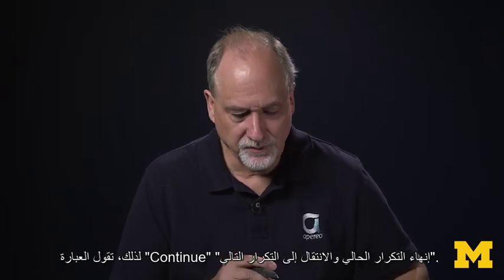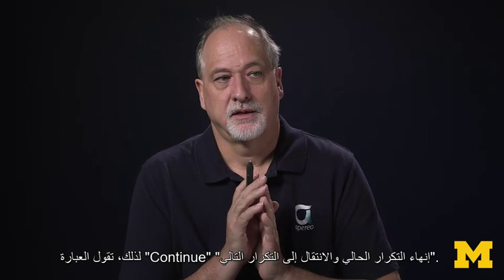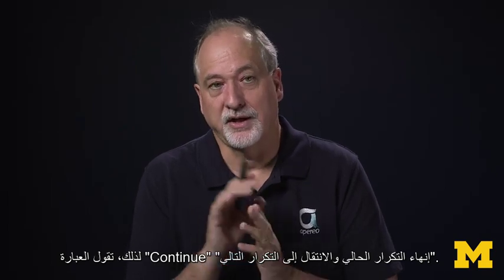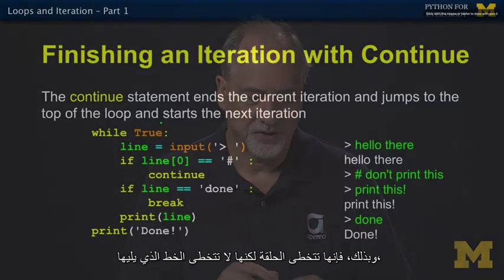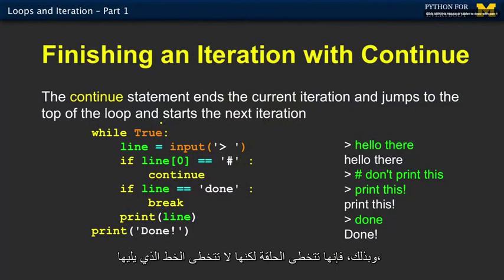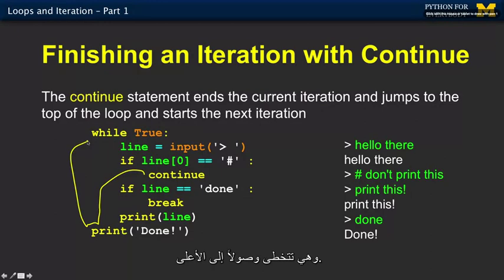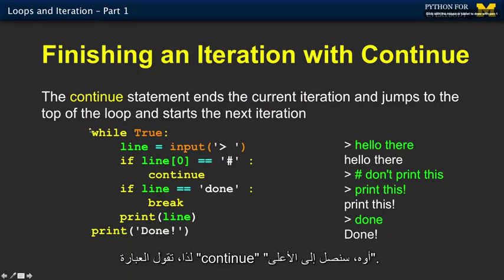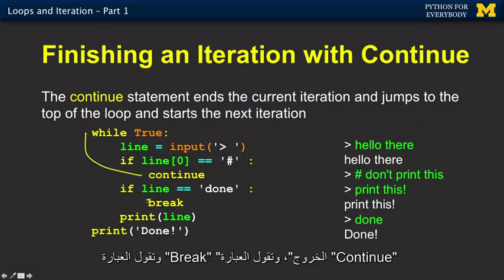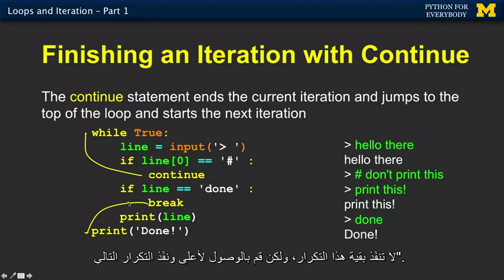The other statement that does something like this is the continue. And so continue basically says quit on the current iteration and go to the next iteration. So it skips out of the loop, but it doesn't skip to the line beyond it. It skips back up to the top. So continue says, we're going to go up to the top.